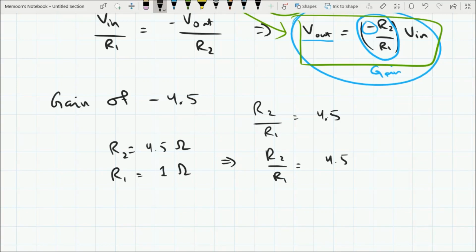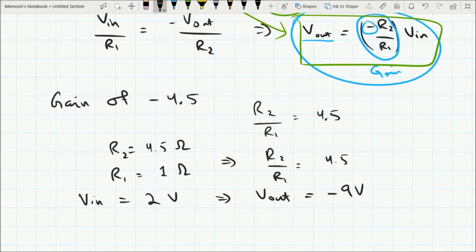But let's see how much current will be flowing through this operational amplifier, and to find the current we have to know the value of our input. So let's assume our input Vin was equal to 2 volts, and when multiplied by 4.5, our Vout would be equal to negative 9 volts. 2 into 4.5.